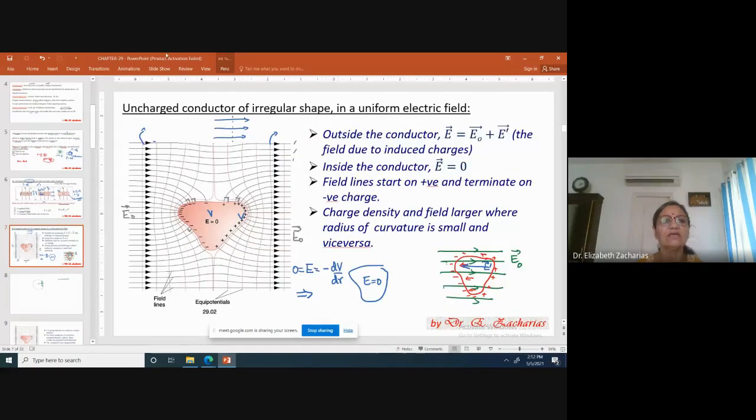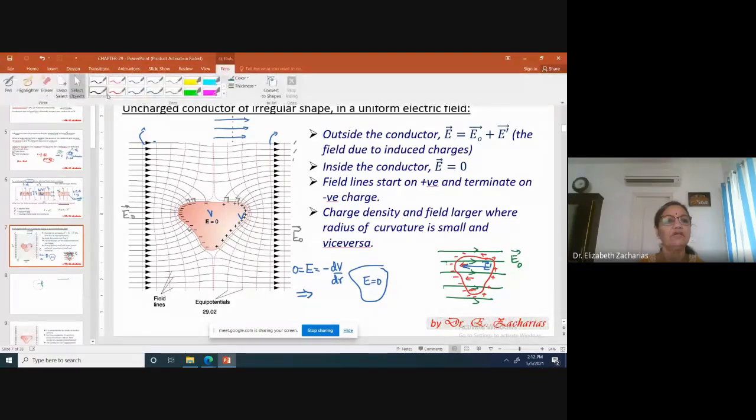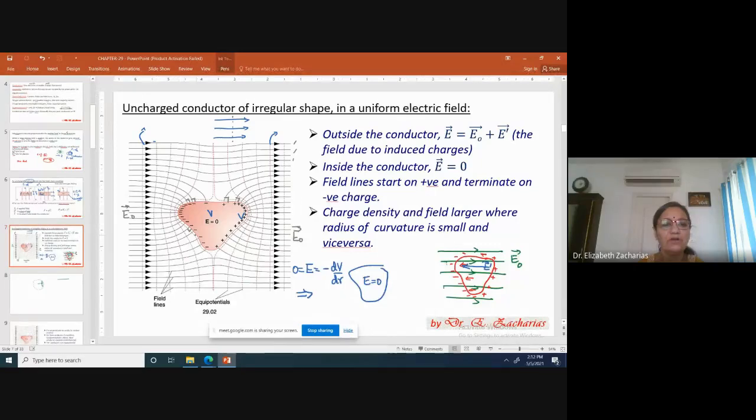You're seeing that different parts of this conductor have different values of radius of curvature. For example, if I see this portion, it has a small radius of curvature. So wherever the radius of curvature is small, there you find more accumulation of charges. Do you remember the lightning arrestor and all that you must have studied in your school days? Sharp end.